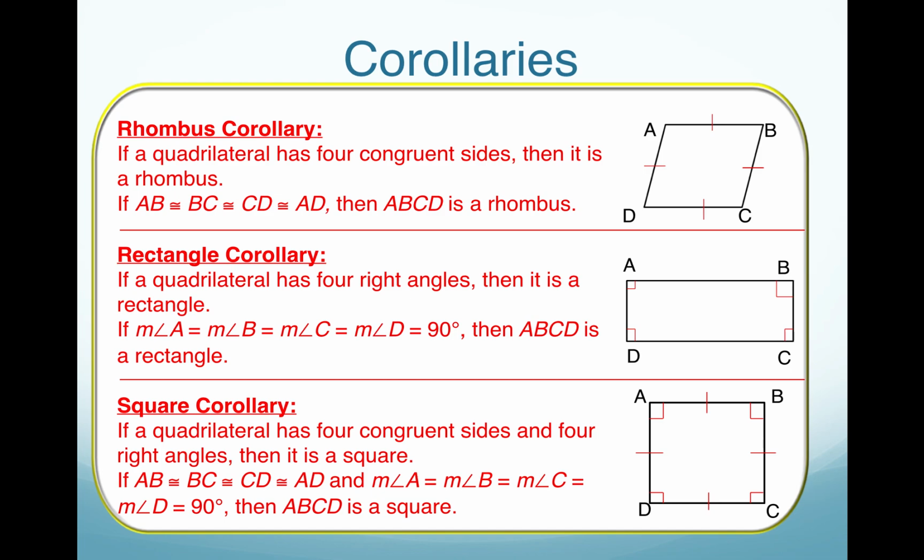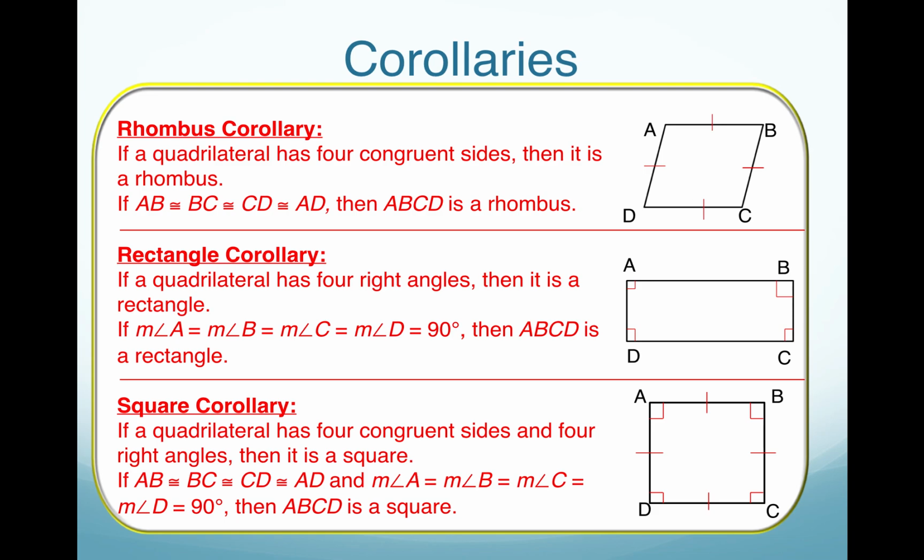Okay, we have a couple of corollaries for you to write down. The rhombus corollary, which relates to its definition: if a quadrilateral has four congruent sides, then it is a rhombus. So, for example, in this picture, AB is congruent to BC, which is congruent to CD, which is congruent to AD. They're all congruent sides, so this is a rhombus.